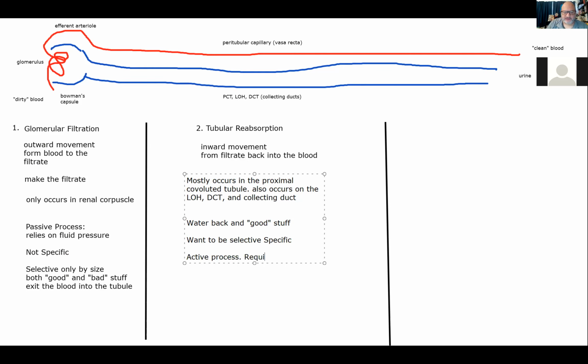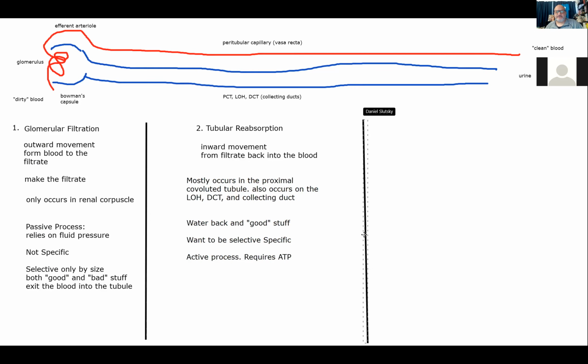It requires ATP. To be selective, to be specific in what comes back, we need to be able to use ATP to be able to do that. All right. Questions on that? All right. That brings us to the third process. The third process is tubular secretion.